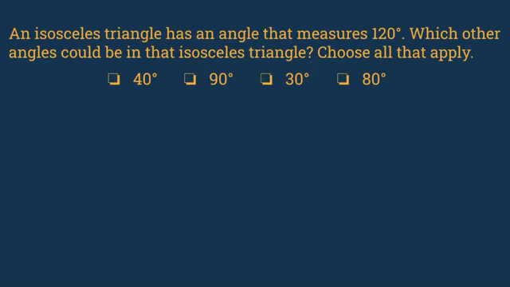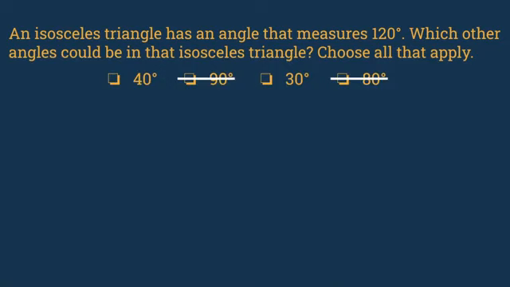In this example, we have an isosceles triangle and one angle that measures 120 degrees. We are asked which other angles could be in that triangle. Since all three angles in a triangle add up to 180, the sum of any two angles cannot be more than 180. Let's take a closer look at our answer choices. Since we have a 120-degree angle, we can eliminate a few answer choices immediately. 120 plus 90 is 210. That's too much for a triangle, so we cannot have a 90-degree angle in our triangle. 120 plus 80 is 200, which is also too much, so we cannot have an 80-degree angle either.